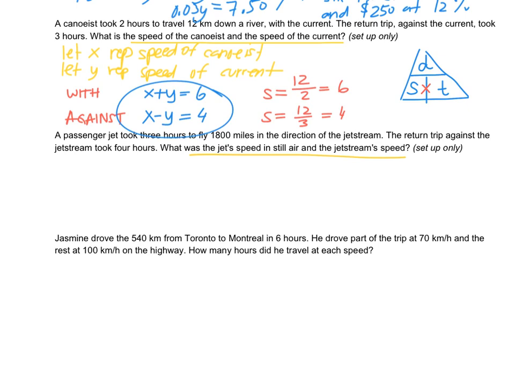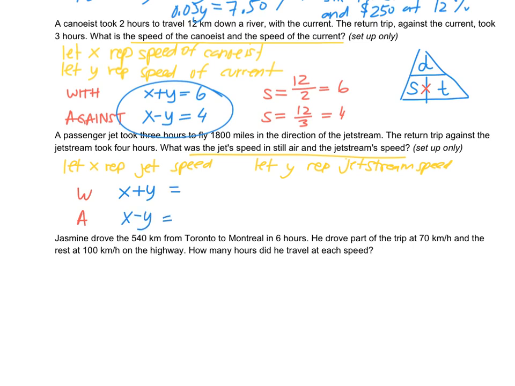All right, so your let statements. Let X represent jet speed. Let Y represent jet stream speed. So now I'm going to have a with and against equation. With, you're always adding, against, you're always subtracting.